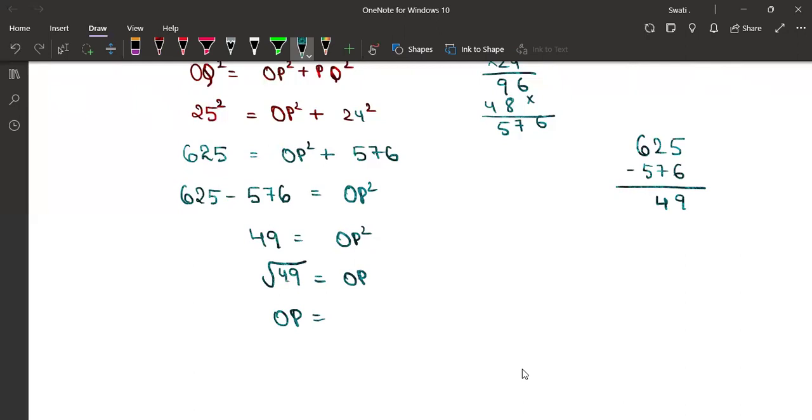What is 2 square? 4. 3 square? 9. 4 square? 16. 5 square? 25. 6 square? 36. What is 7 square? 49. That is the answer.